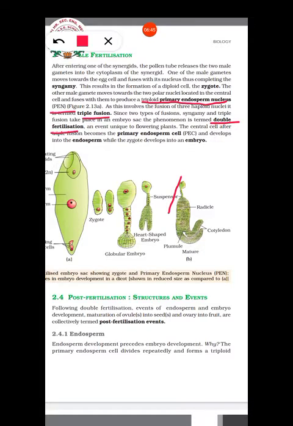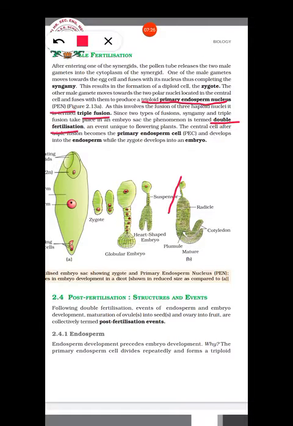The zygote, that is a diploid cell. Okay, diploid cell, the zygote will be formed, and the other male gamete will fuse with the polar nuclei of the central cell and forms what? A triploid primary endosperm nucleus, okay, or PEN. So as there are three haploid nuclei involved, what are the three haploid nuclei? Two polar nuclei and one male gamete.